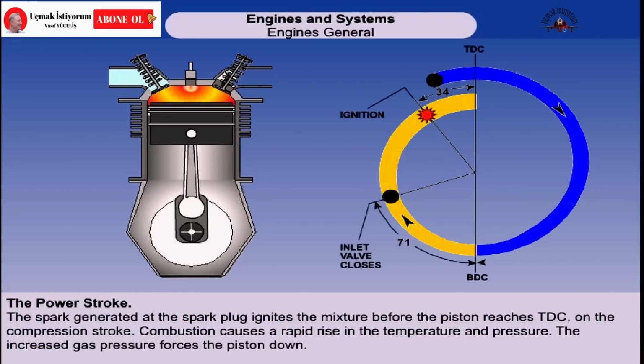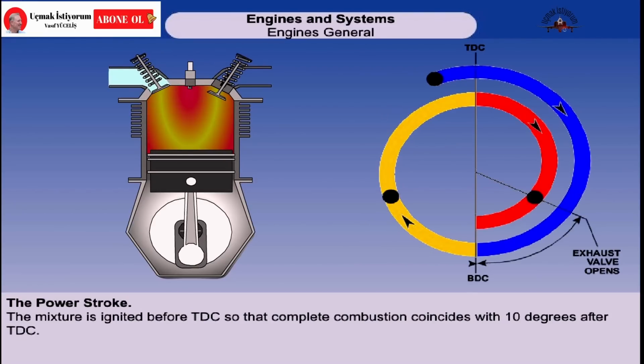Before the piston reaches top dead center on the compression stroke, the mixture is ignited by a spark. The piston is carried past top dead center by the momentum of the moving parts while the flame is spreading. The intense heat raises the pressure rapidly to a peak value, which is only reached when combustion is complete. By timing the ignition point, complete combustion, and therefore peak pressure, is arranged to coincide with the crankshaft being 10 degrees after top dead center. This allows the engine to gain maximum advantage from the combustion.